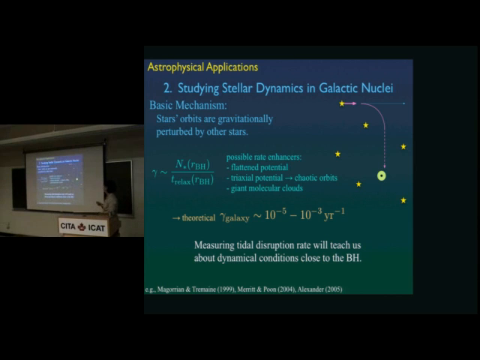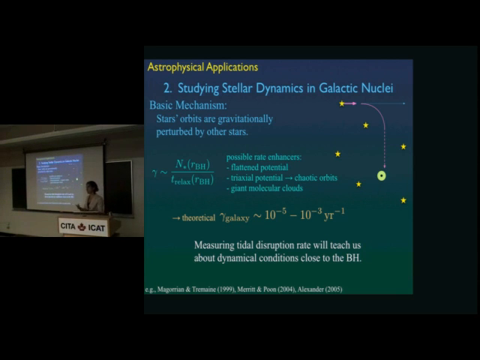Tidal disruptions also can teach us about stellar dynamics in galactic nuclei. So the basic mechanism for taking a star and putting it on a trajectory aimed at the black hole is through gravitational perturbations with other stars. And through just that mechanism, the tidal disruption rate in a spherical nucleus is the number of stars at the radius of influence of the black hole divided by the relaxation time there.